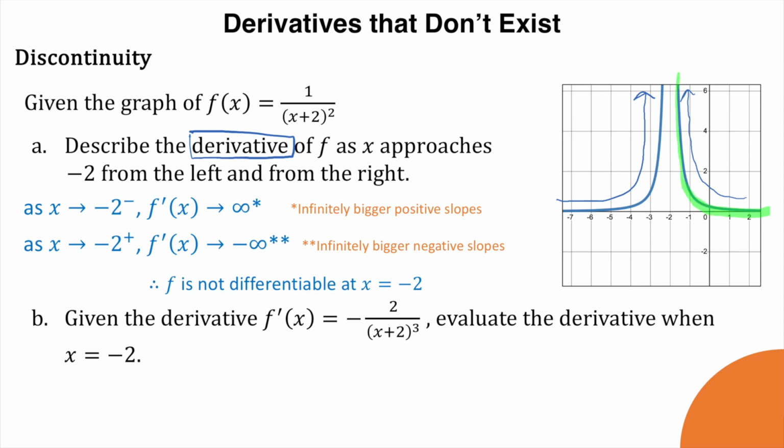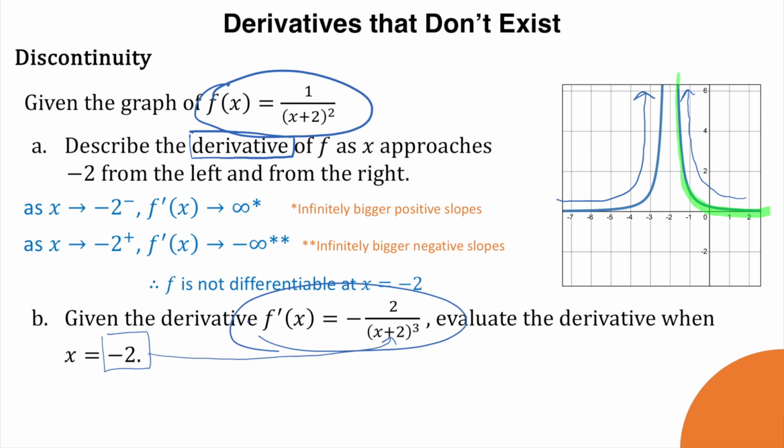That's a negative slope always. Part B says, given the derivative, f prime of x equals negative 2 over x plus 2 cubed, evaluate the derivative at x equals negative 2. So notice up here, we were given the equation of the graph itself. Down here, we're given the equation of the derivative. So if we want to evaluate it at negative 2, well, normally we would just take negative 2 and plug it in, but that gives us a 0 on the bottom.